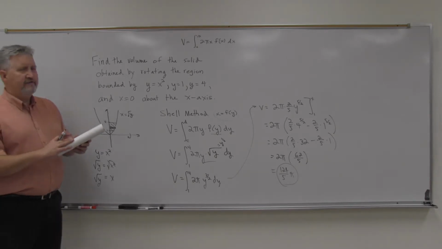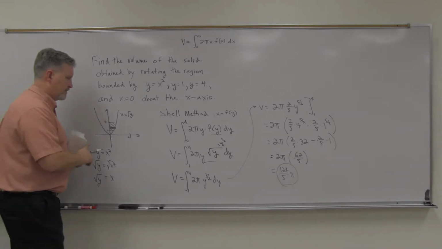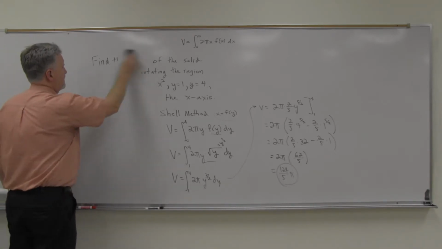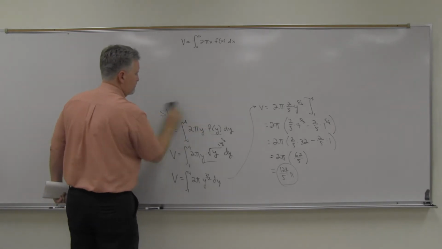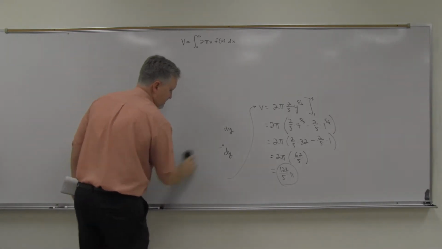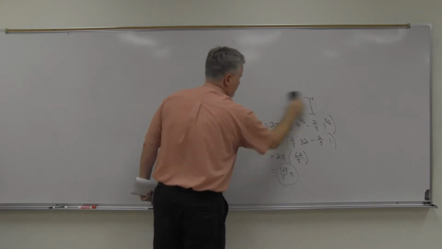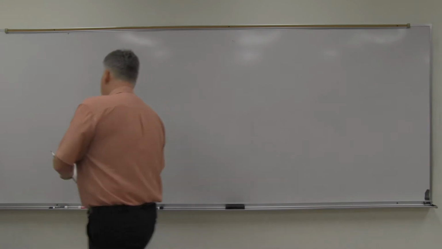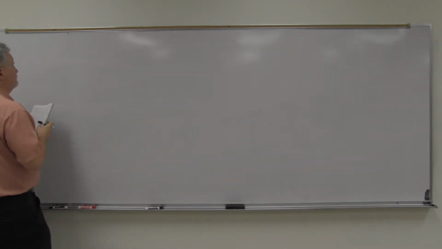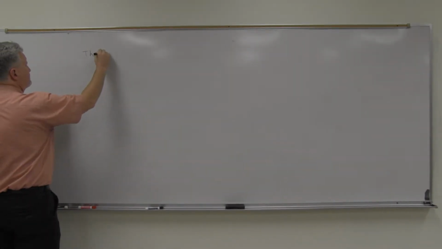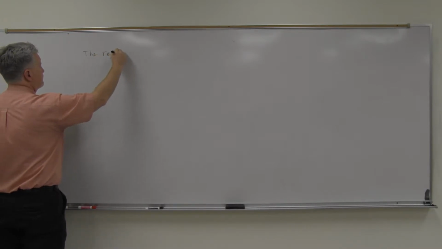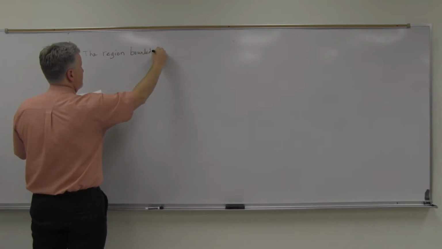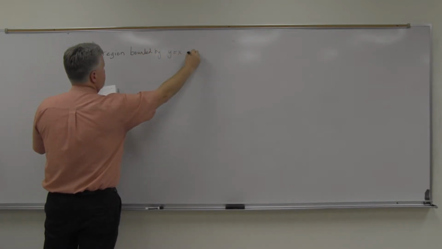All right, let me give you a couple more, just again to get the idea behind which method to use, because there's a couple in the homework where you have to decide which method to use or apply. So take a look at this. All right, so let's say the region bounded by y equals x and y equals x squared.